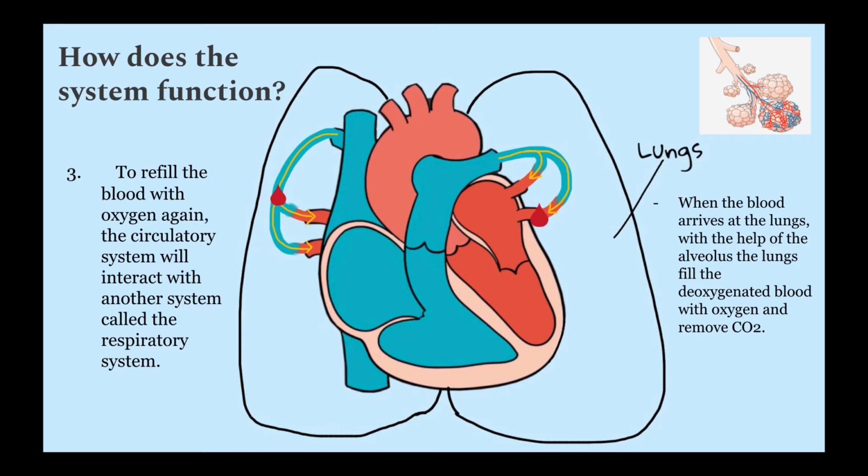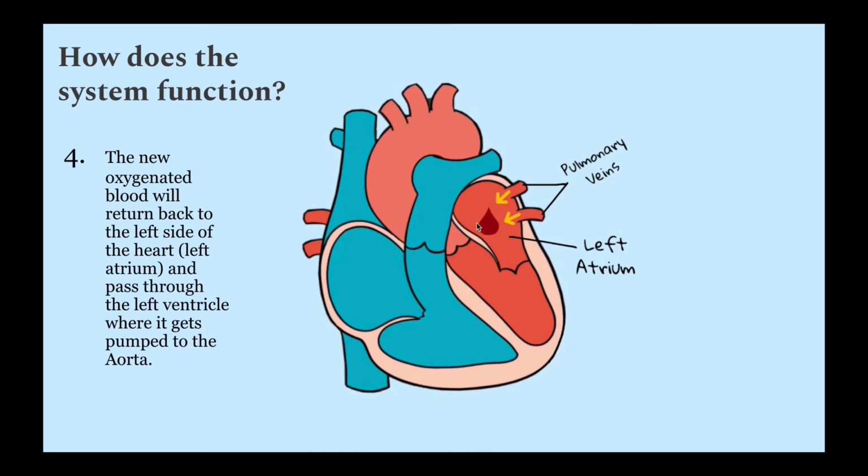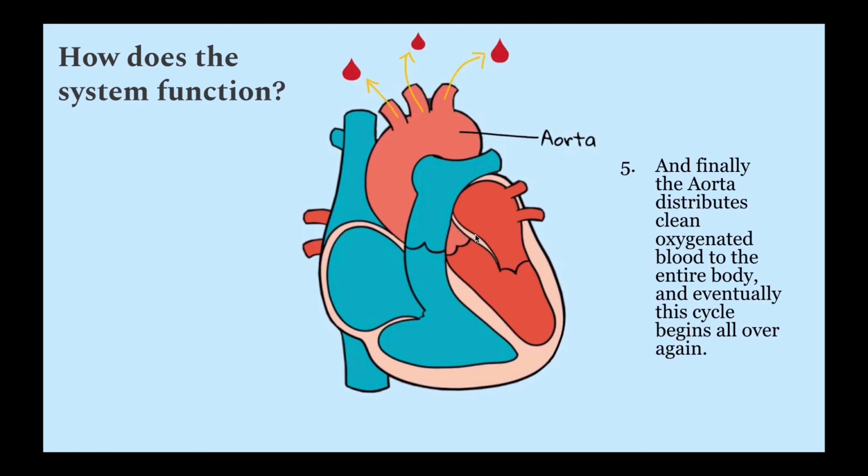back to the heart. So the blood will go to this room called the left atrium, and the left atrium will push the blood through the bicuspid valve to the left ventricle. And the left ventricle will pump the blood to the aorta through the aortic valve. And finally, the aorta will distribute clean blood to the entire body. And eventually this cycle will begin all over again.